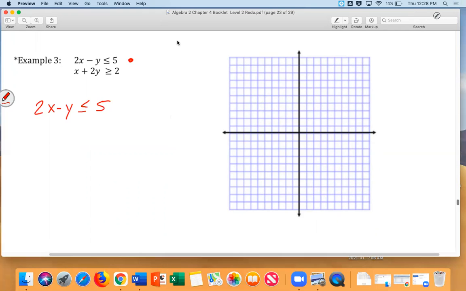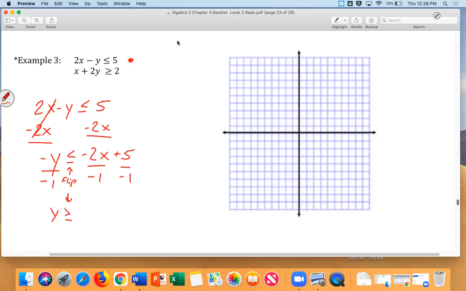All right, Kailana. So here, I don't want to deal with decimals or anything like that because they have to be exact. So I'm going to get this into y equals mx plus b. I'm going to subtract the 2x from both sides. I get negative y is less than or equal to negative 2x plus 5. But then I divide by negative 1. I have to be careful to flip my sign. So I get y, flip my sign, 2x minus 5.